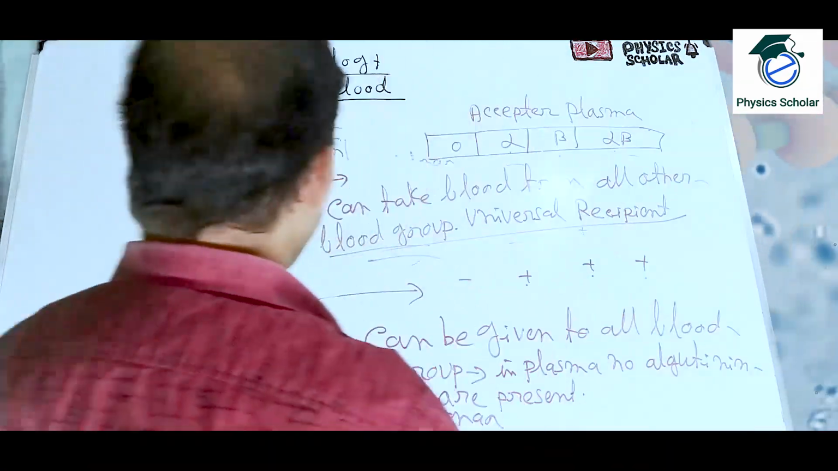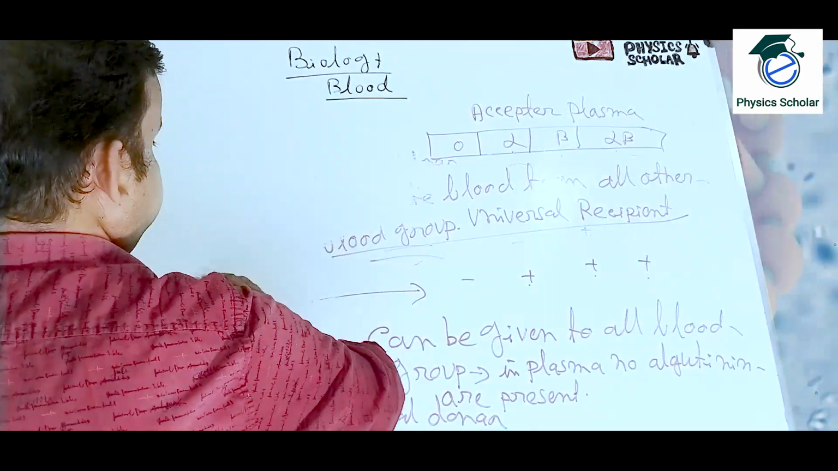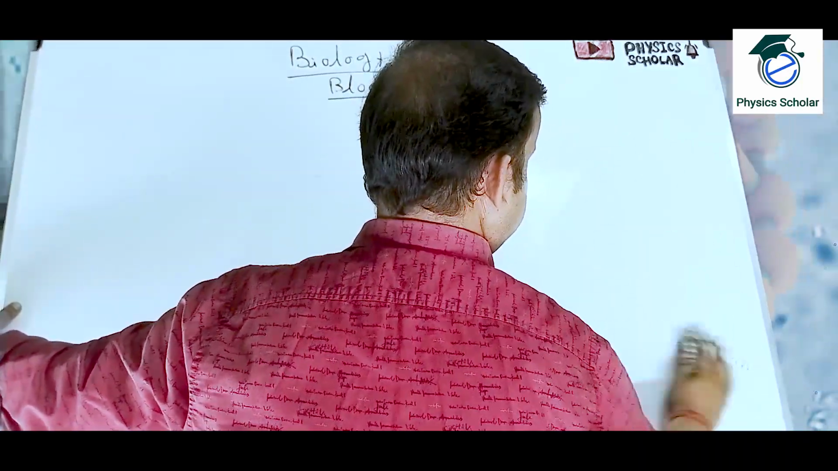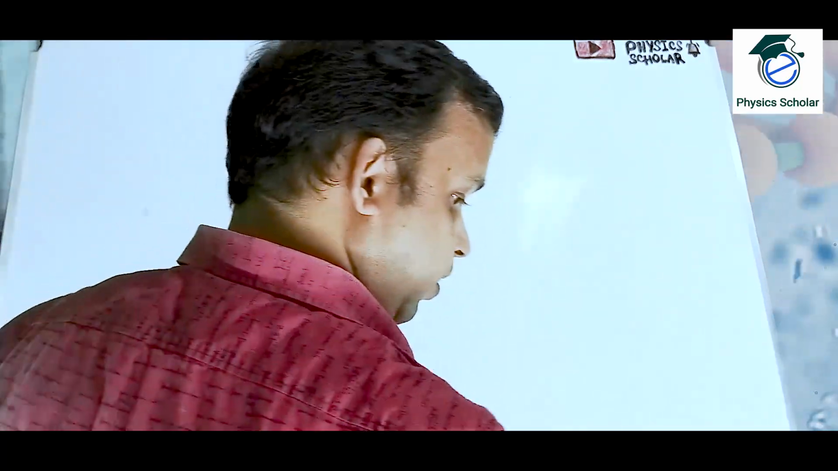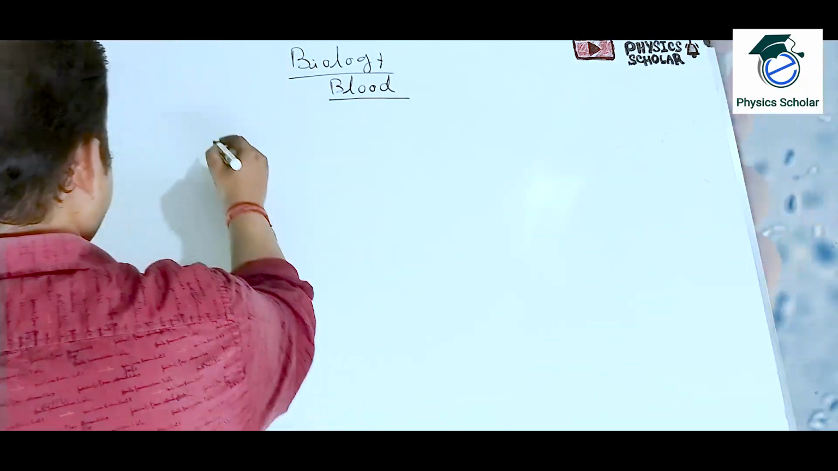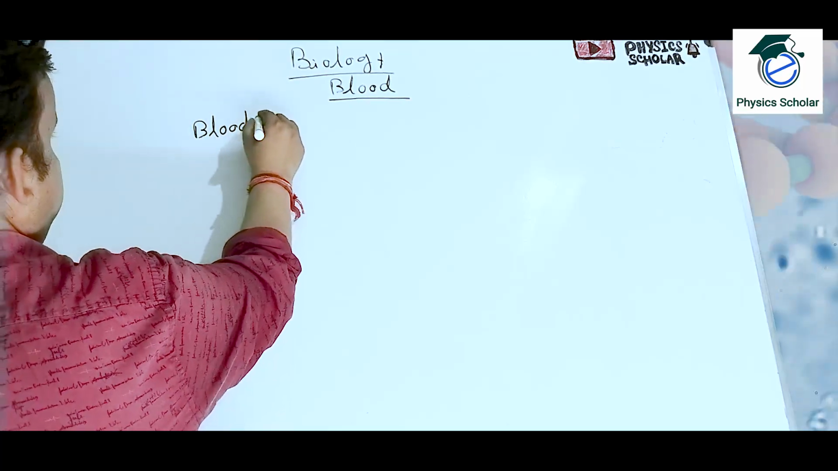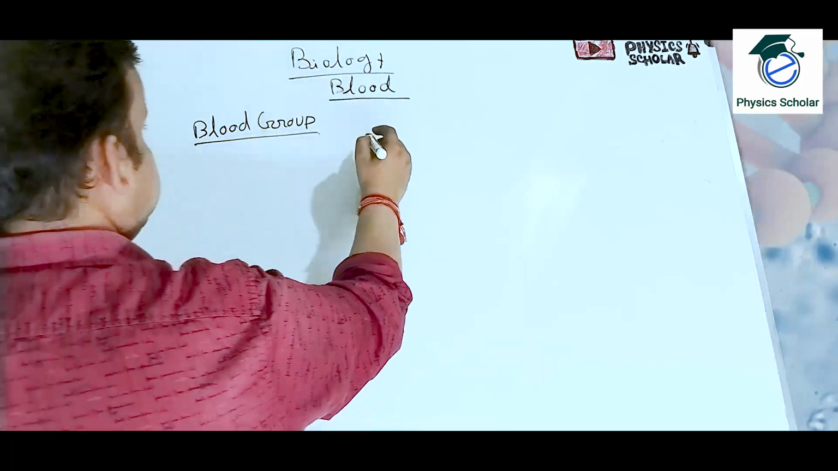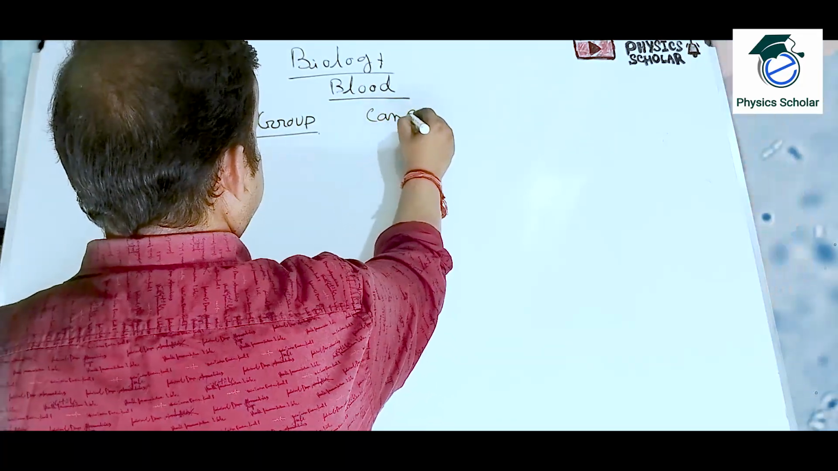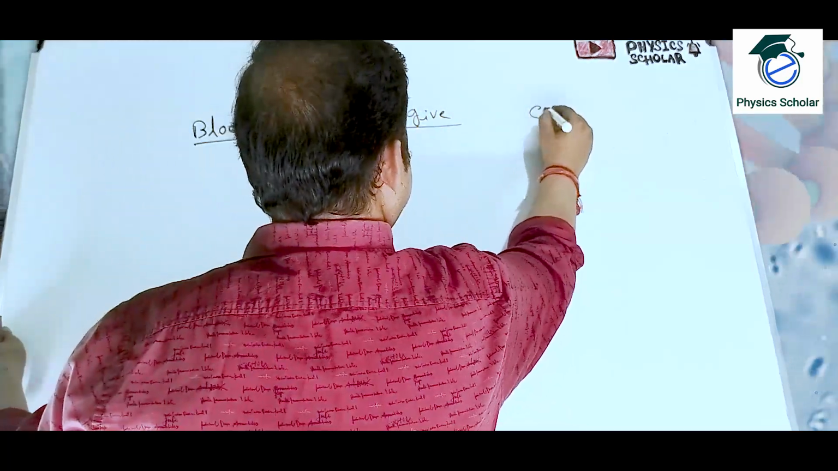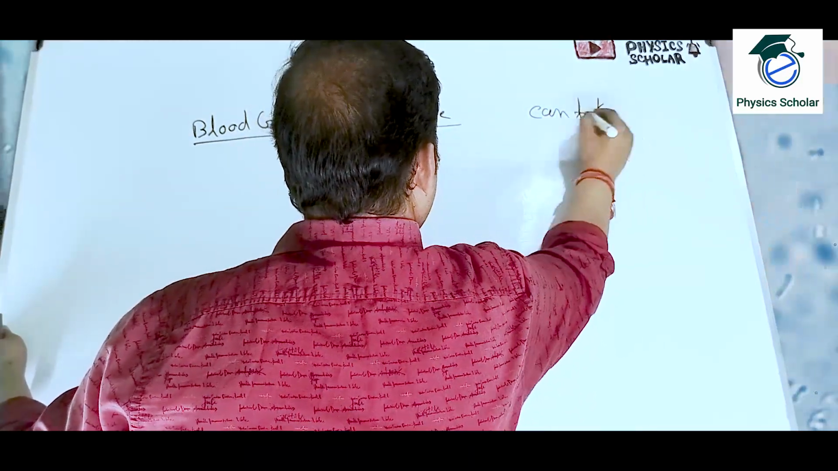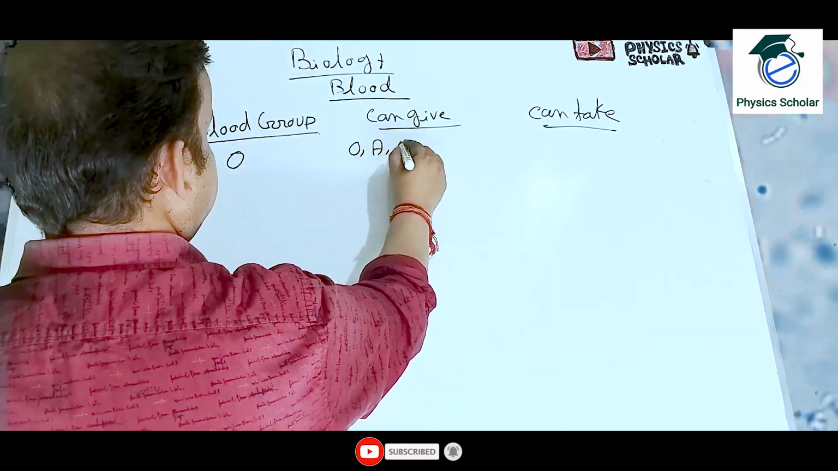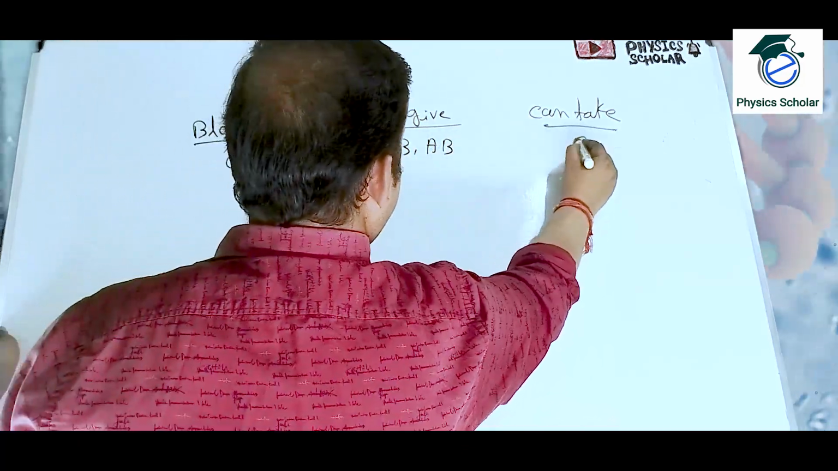Clear? Now I am writing one chart where you will come to know which blood group can give blood to which. Clear? So it is blood group, can give, can take. First, O can give to O, A, B, AB, and can take only from O.